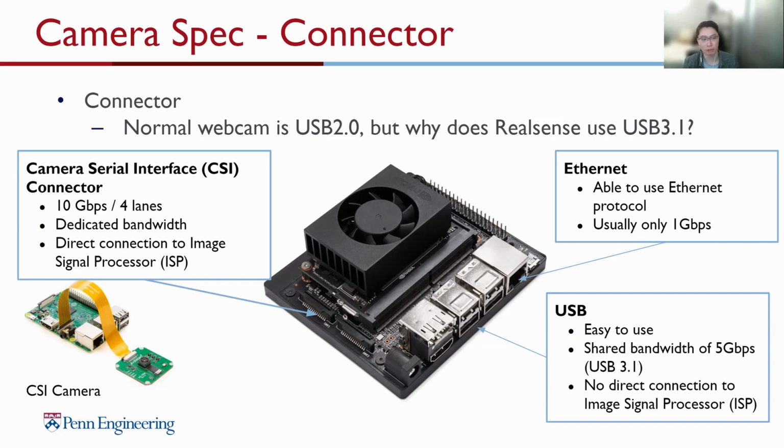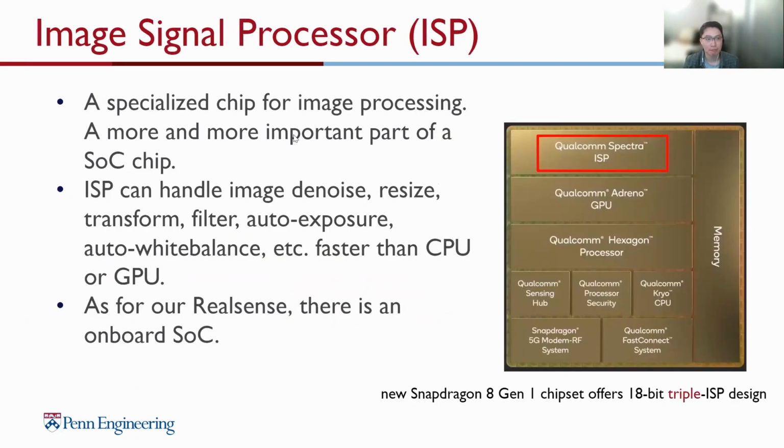So what is an image signal processor? It's a specialized chip for image processing. It's becoming a more and more important part of the SoC. The ISP can handle image denoise, resize, transform, filter, auto exposure, auto white balancing, or even much more, much faster than a CPU or GPU. So it's like a specialized chip only for processing images.